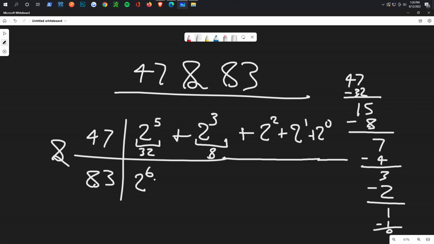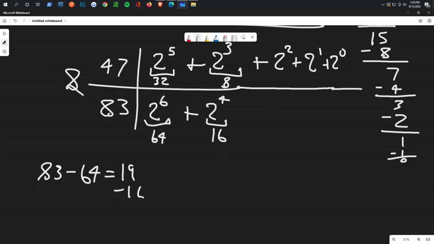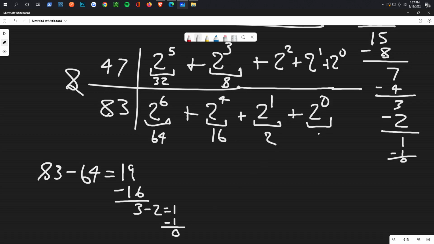So the biggest power of 2 is 2 to the 6 plus, and the next biggest, since we're going to have 83 minus 64, this is just 19. So the biggest power is 16 that we can fit into 19. And we're going to have 3. The biggest power we can fit in is 2, minus 2, and then into 1 we can just fit 1. So 2 to the 0. And now we're good. We've calculated all of this.